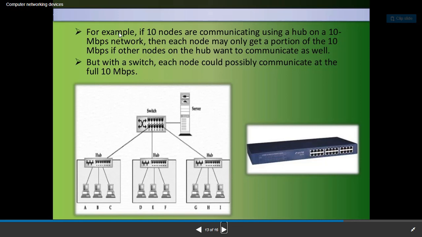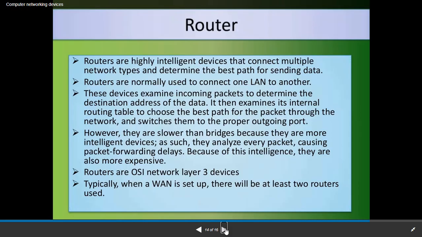For example, if 10 nodes are communicating using a hub on a 10 Mbps network, then each node may only get a portion of the 10 Mb if other nodes on the hub want to communicate as well. But with a switch, each node could possibly communicate at the full 100 Mbps speed. So obviously, a switch is much more intelligent than the hub.